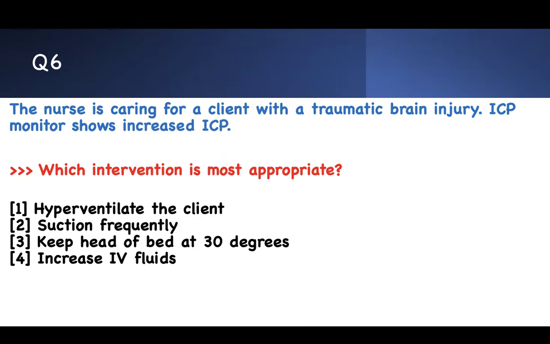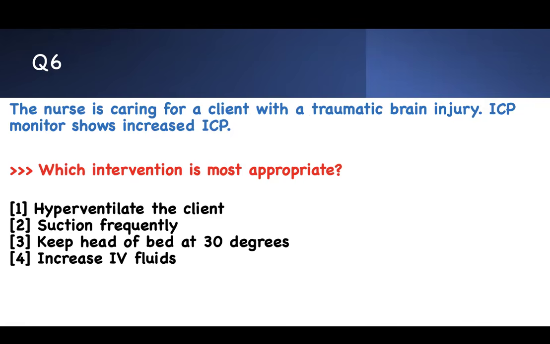Which intervention is most appropriate? That means the best thing. And this is caring for a client with traumatic brain injury. He has ICP. His ICP is increased. This is straightforward. It's not a trick answer. It's common sense. You have a high ICP. I need to decrease your ICP. Then bring your content. Which of these will increase your ICP or which one will decrease your ICP? Hyperventilation, suction frequently, keep the head of the bed at 30 degrees, increase fluid.